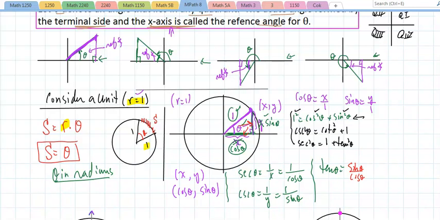And that's really how it works. So you really want to get into the habit of figuring that. Anywhere I see an x, if it's a unit circle, that's really cosine of theta. Anywhere I see a y, if it's a unit circle, that's the sine.